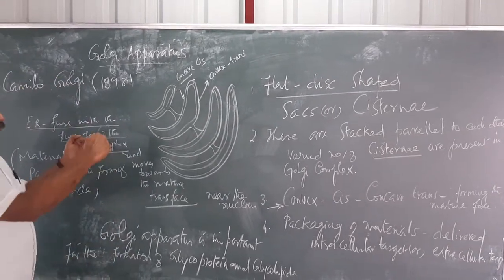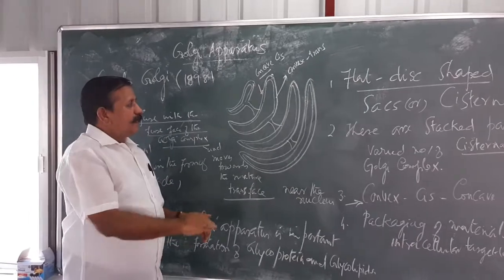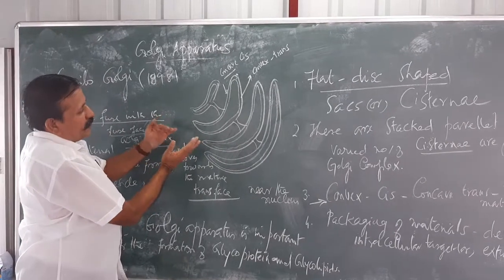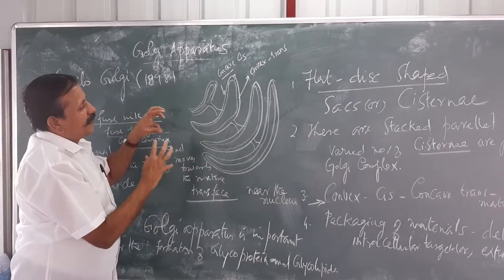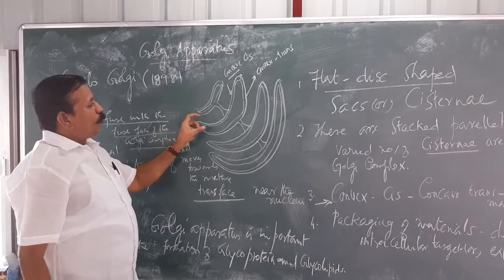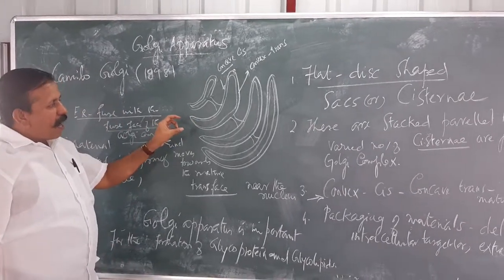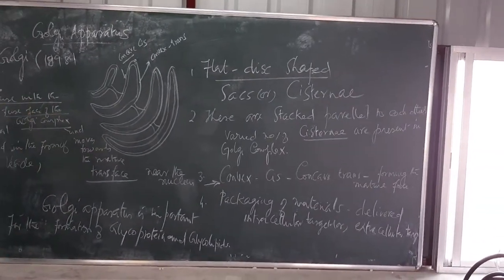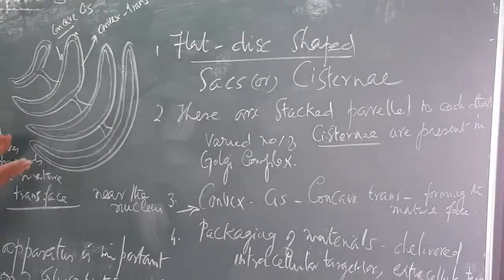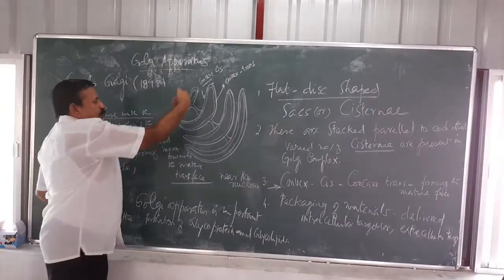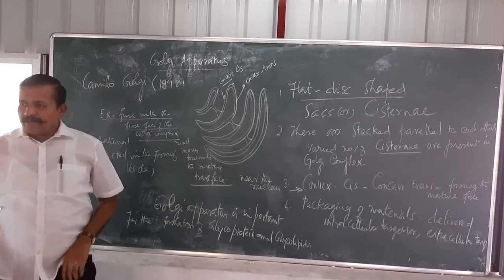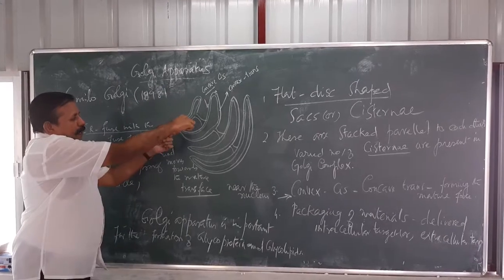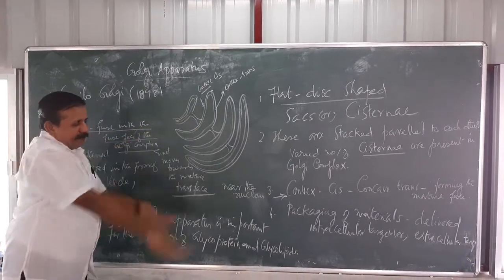What is the shape of the Golgi apparatus? Flat-like structure, and it forms discs one by one. Layer by layer you can see a flat disc shaped structure, and it looks like sacs or cisternae. These are all stacked parallel to each other. And there will be connectivities between these stacked parallel cisternae. We can see there is a connectivity.